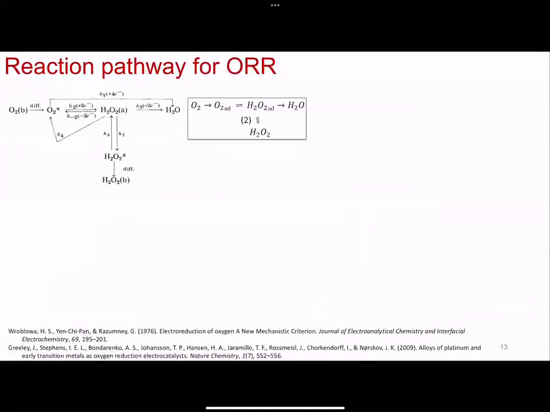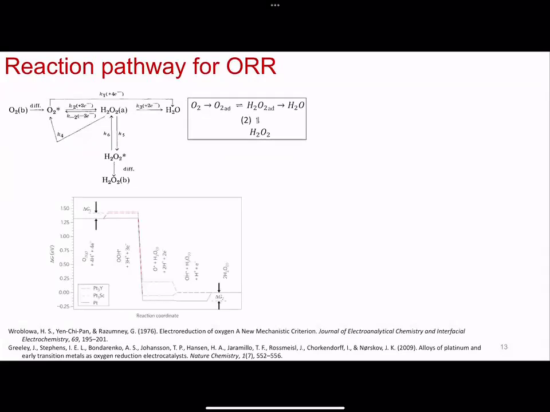Okay, so the reaction pathway, I said you want the most efficient pathway and not the other inefficient pathway. So the most efficient pathway is what's called the 4-electron pathway. So oxygen comes in, it becomes adsorbed. This is from a 1976 paper. People have been studying this for a long time. NASA has been studying this for a very, very long time.